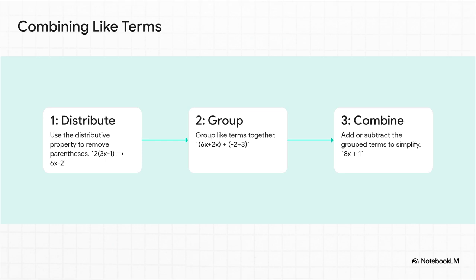Okay, let's walk through this one. First things first, get rid of those parentheses. We multiply that 2 into both the 3x and the negative 1. That gives us 6x minus 2. Now step 2, we just gather our buddies together, group the x terms, and group the plain numbers. And finally, step 3, we combine them. 6x plus 2x gives us 8x, and negative 2 plus 3 gives us a positive 1. And look at that. Our long, messy expression is now a super simple 8x plus 1.